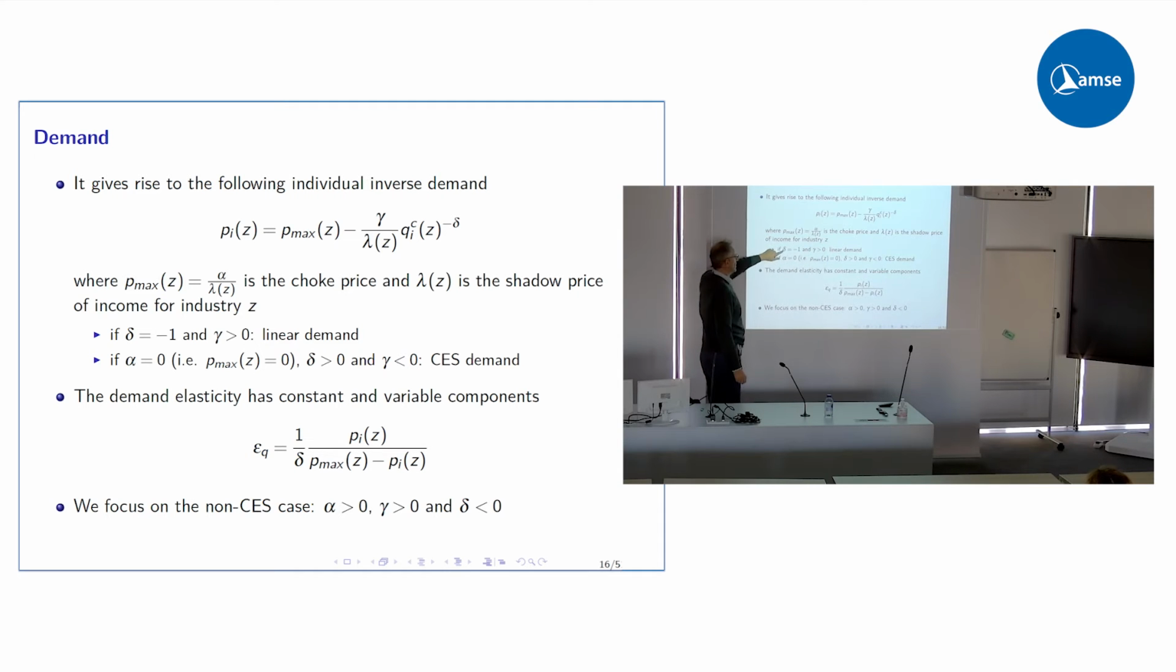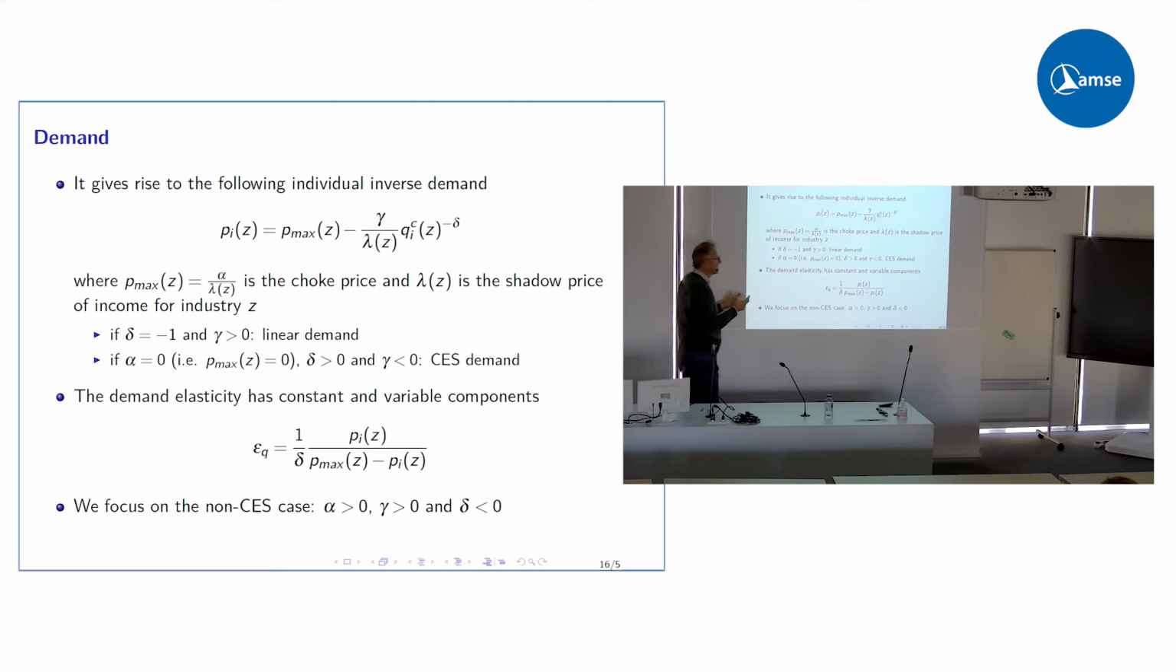So if delta is equal to -1, and gamma is larger than 0, this is a downward sloping linear demand. If alpha is equal to 0, and therefore P max is equal to 0, and delta is positive and gamma is negative, we have a CES demand. So why is that important? Because it's telling you that by changing the values of the parameters, you can play with this demand function. And you can make it as CES as you like or as linear as you like.